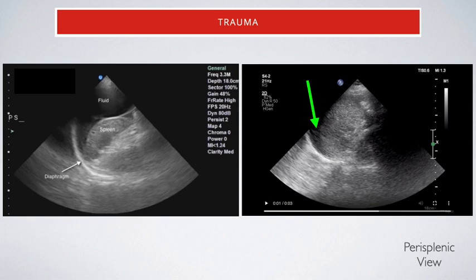Although you may find fluid between the spleen and the kidney, the most important place to look is the area between the spleen and the diaphragm. With a large amount of free fluid, this may be obvious as in the image on the left. It also may only appear as a subtle anechoic stripe as seen in the image on the right.